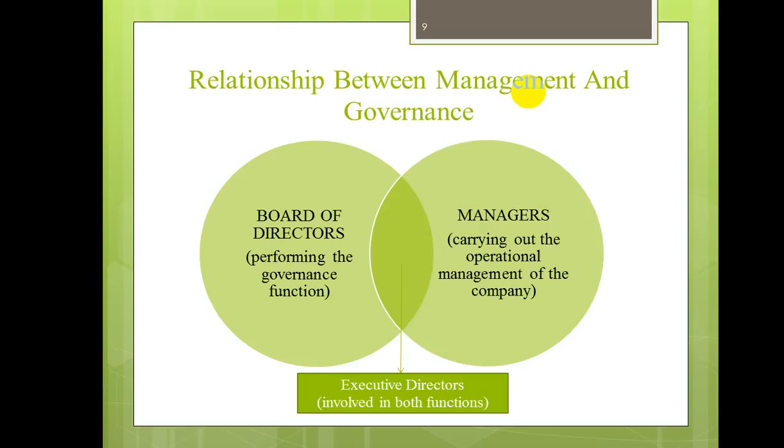Between them, as highlighted, the executive directors are involved in both functions. Executive directors are involved in both the managers' and the board of directors' functions. They are in the middle, observing both. They observe whether the board of directors is making proper policies or not, and they oversee whether the managers are making proper implementation or not. So for both, there is another body observing, that is the executive directors, involved in both functions.